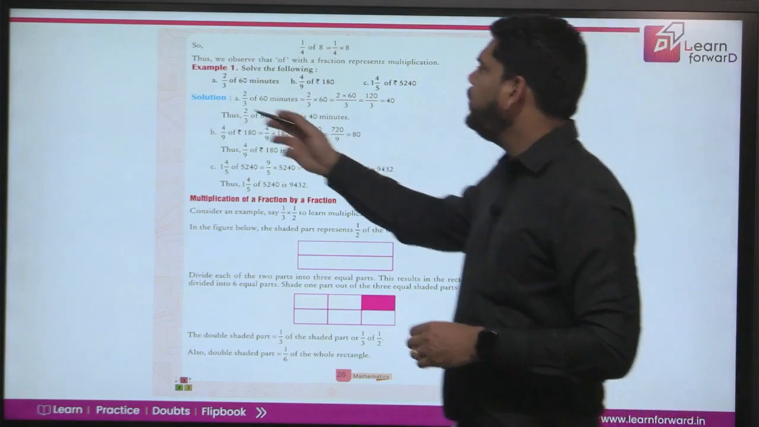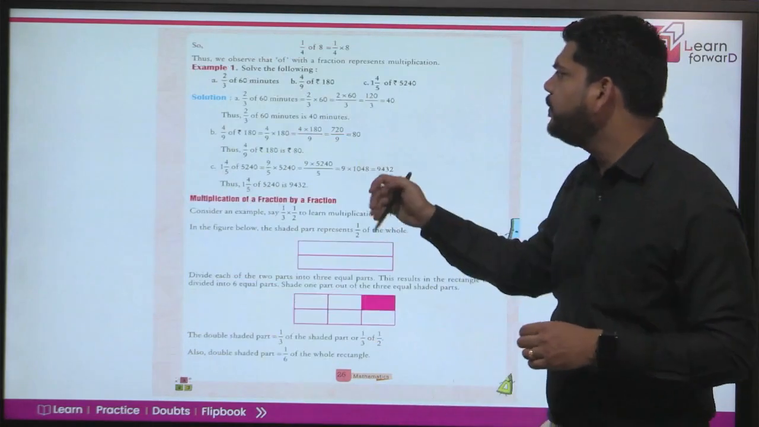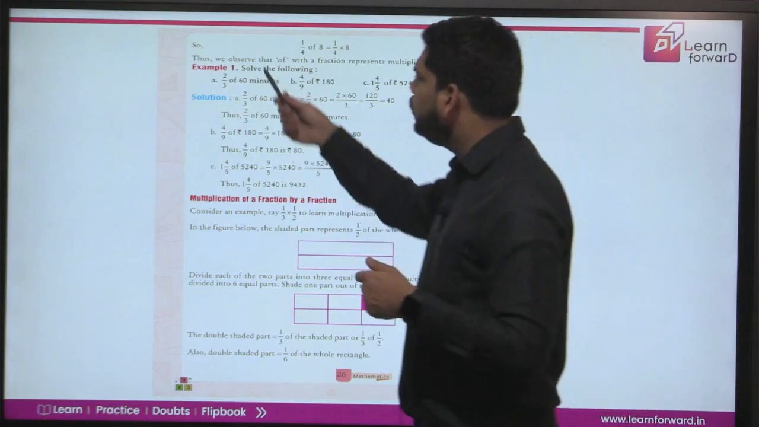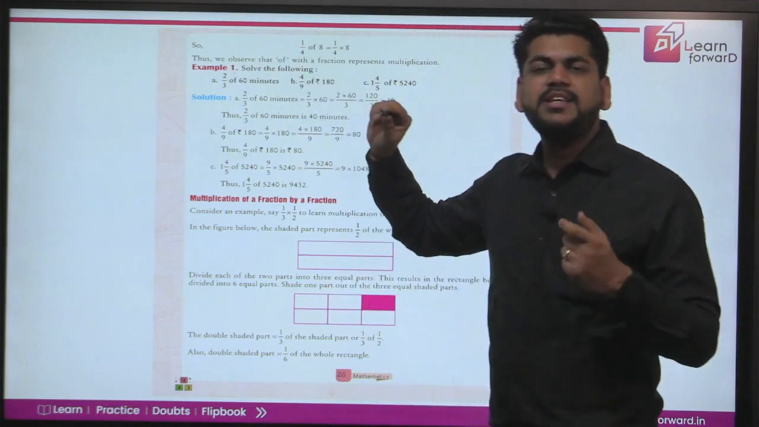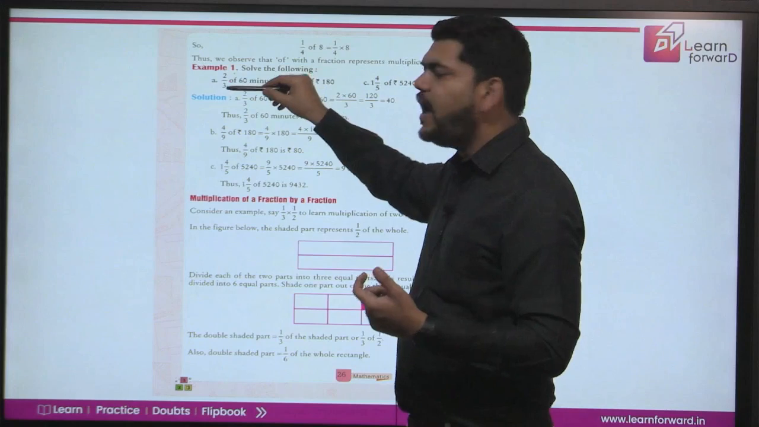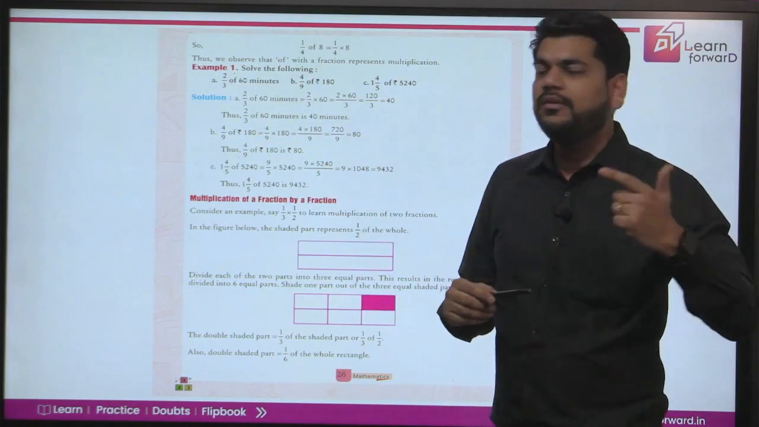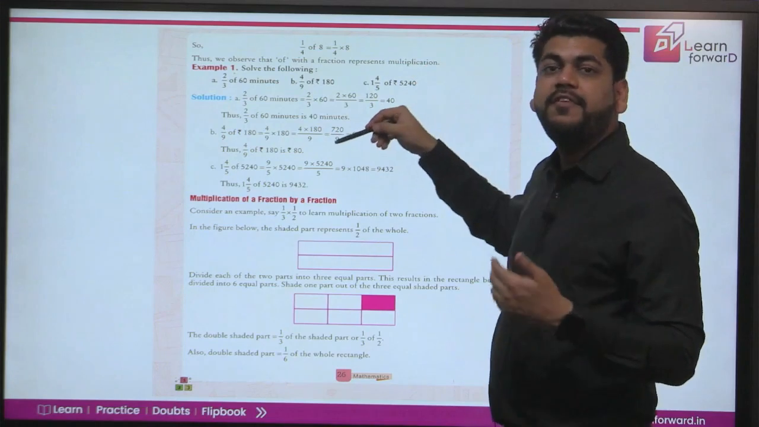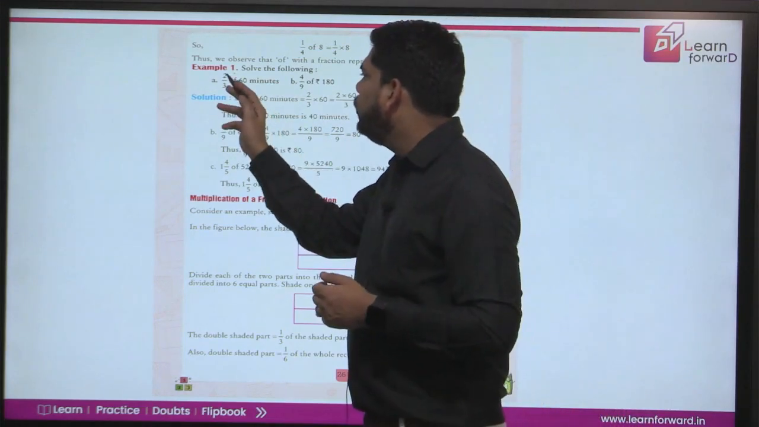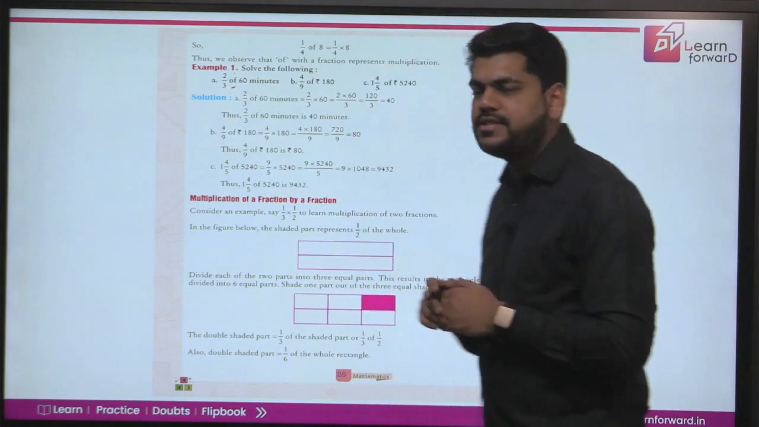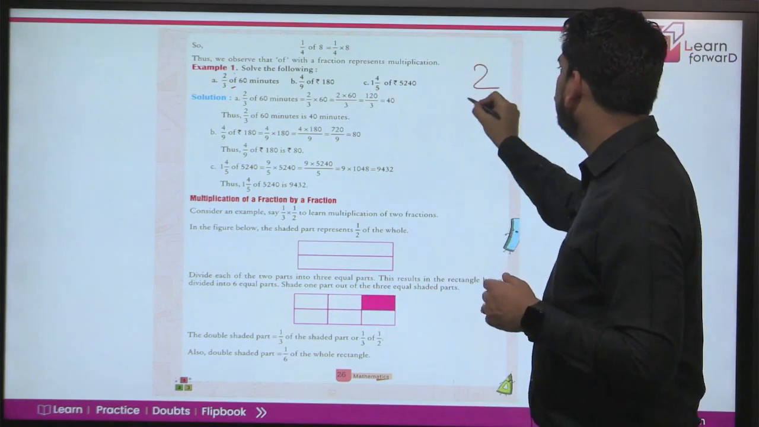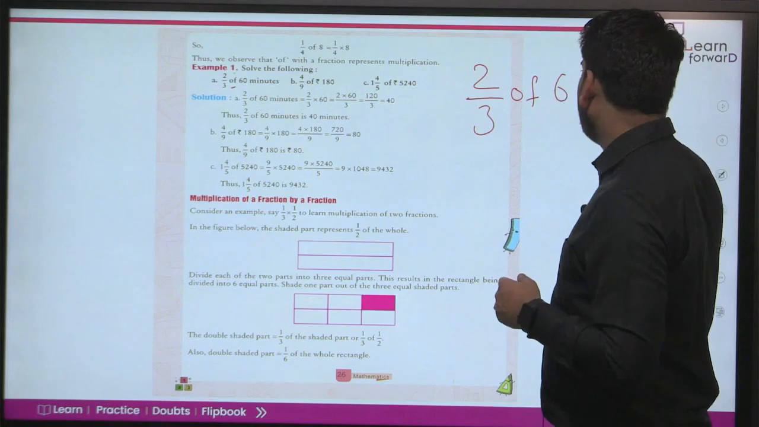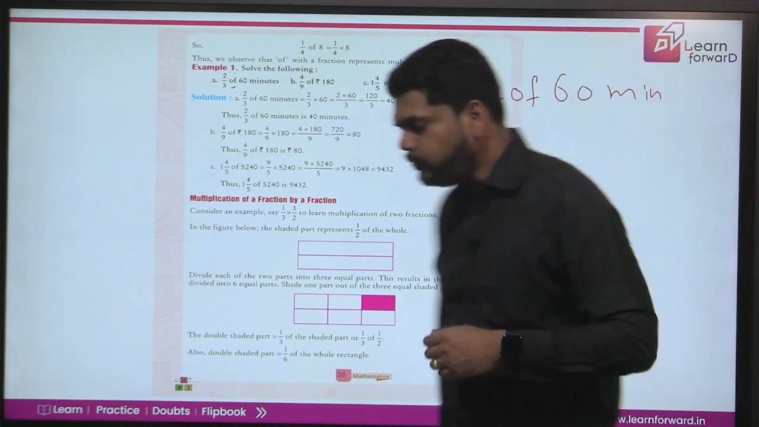Okay. Now there are some practical examples. 2/3 of, okay, how do we read it? Numerator is read as 2 and denominator as its position. 2/3, right? 4/9, 1/4, 1/5, like this way. 2/3 of 60 minutes.